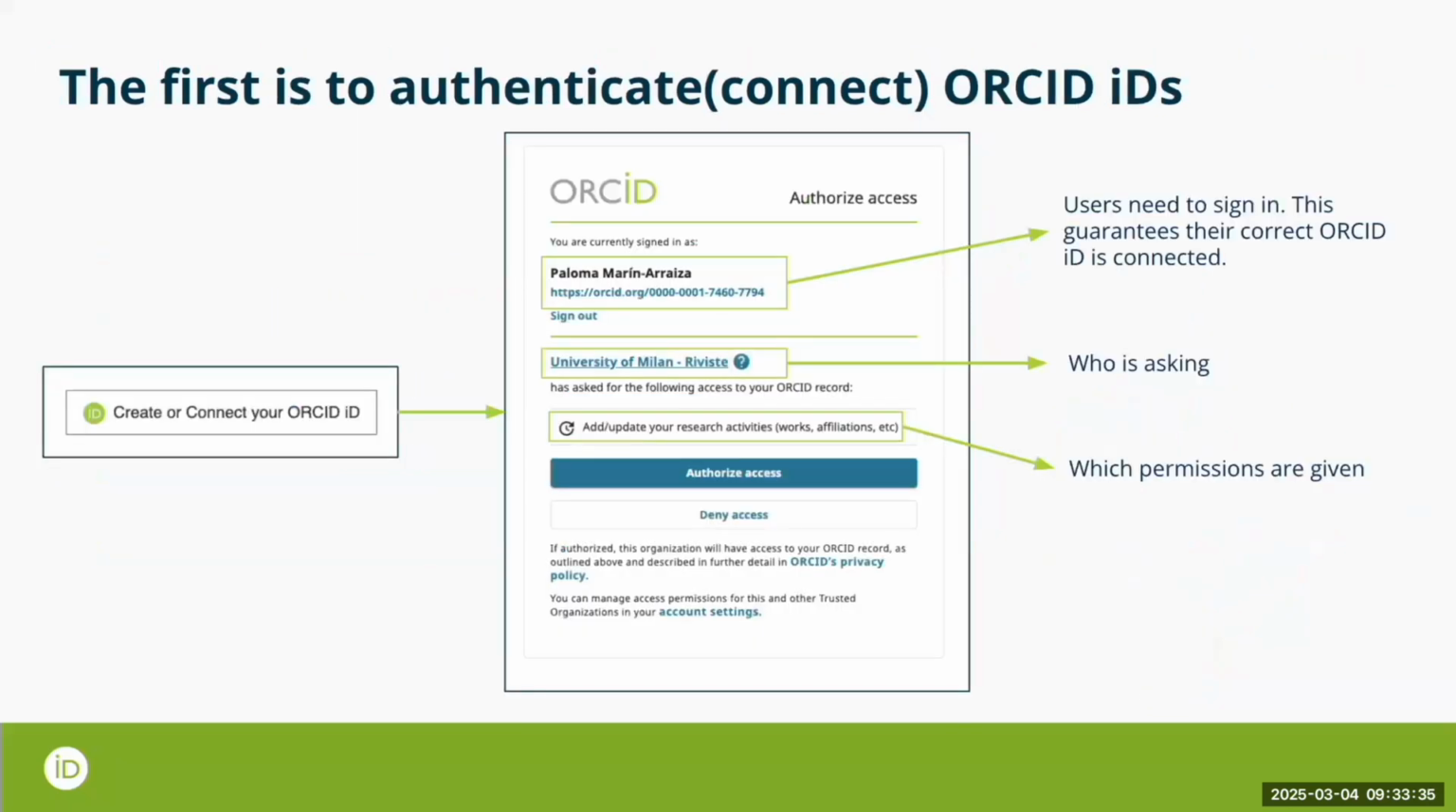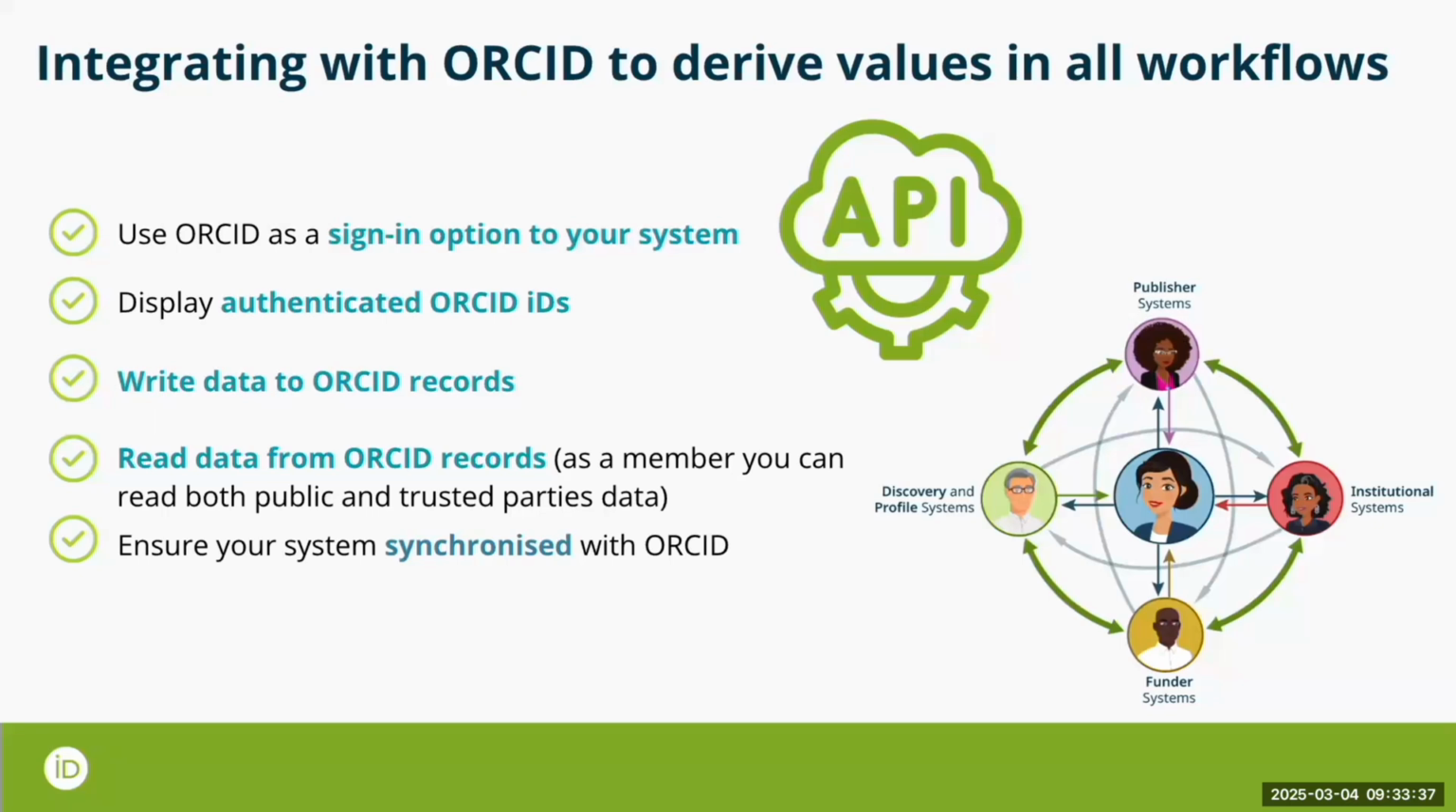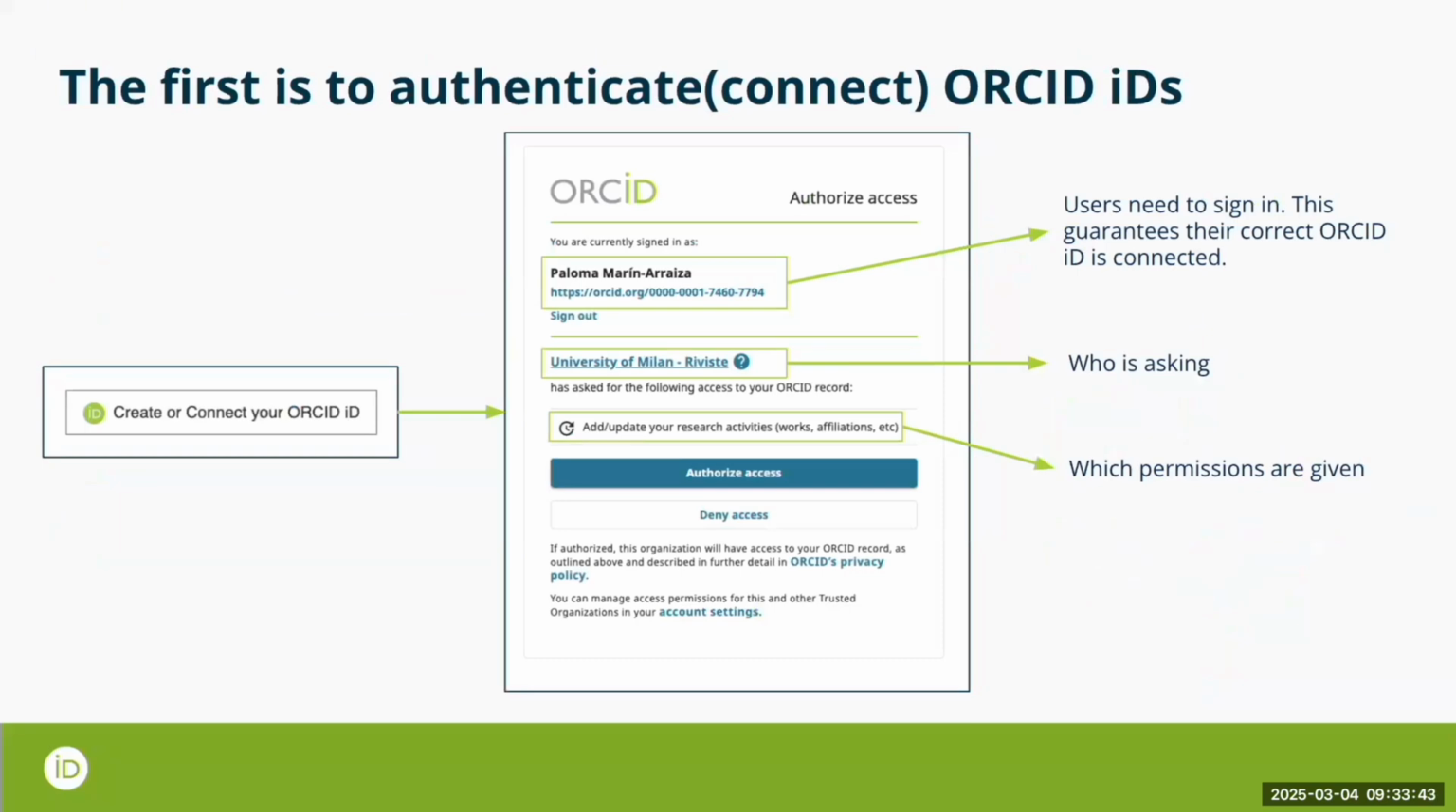And the first, as I mentioned, is always start with researchers. Having an ORCID ID for sure, and researchers need to authenticate, or a more friendly way to say that, connect their ORCID IDs to different systems. So this is all off screen as we shared.